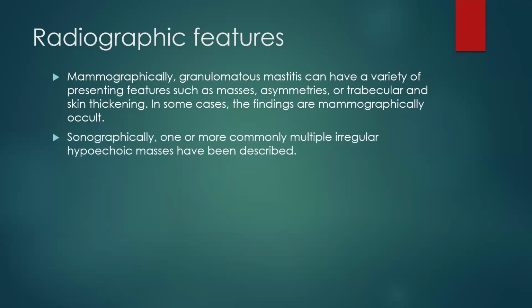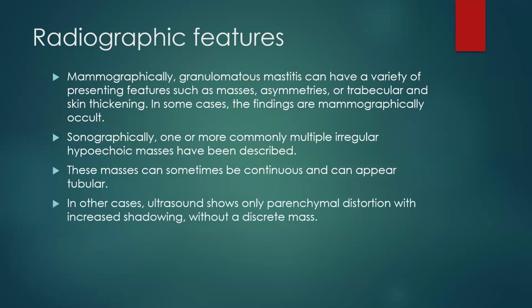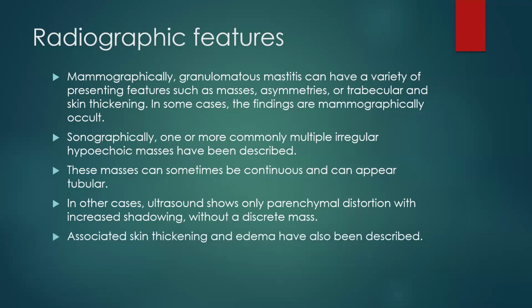Sonographically, one or more, commonly multiple, irregular hypoechoic masses have been described. These masses can sometimes be continuous and can appear tubular at other times. In other cases, ultrasound shows only parenchymal distortion with increased shadowing without a discrete mass. So it's a range of appearance. Associated skin thickening and edema have also been described.